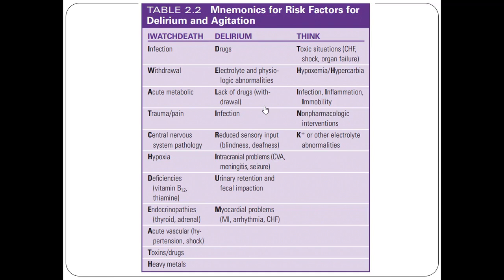Third, one more mnemonic: toxic situation, CHF, shock, organ failure, hypoxemia, hypercarbia, infection, inflammation, immobility, then non-pharmacological intervention, and potassium or other electrolyte abnormality. So these are some of the mnemonics explaining the risk factors for delirium and agitation in the ICU.